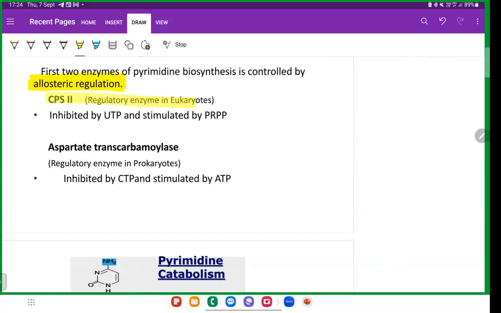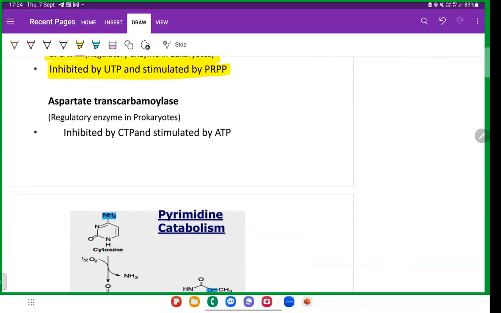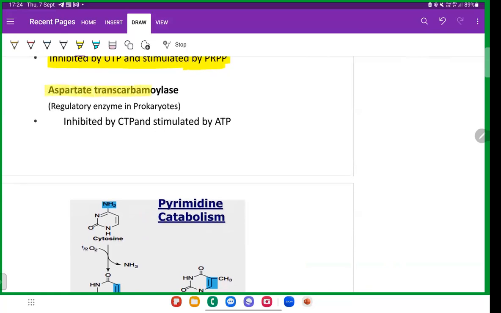CPS2 is a regulatory enzyme in your eukaryotes. They are inhibited by UTP and stimulated by PRPP. Okay, so then you have your aspartate transcarbamylase. So they are regulatory enzymes in prokaryotes. They are inhibited by CTP and stimulated by your ATP.